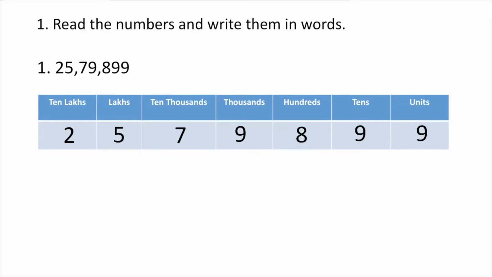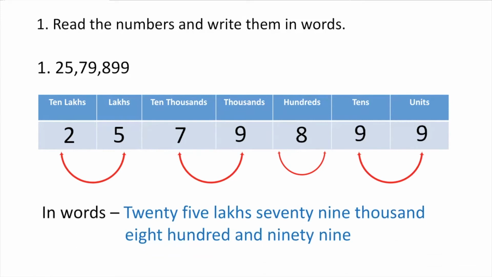So, before writing this number in words, we have to break this number into 4 different parts. So, let's take units and tens place together, hundreds place, we take thousands and 10,000s place together, and lakhs and 10 lakhs place together. So, we have 25 lakhs, 79,899. So this method will be easy for you to write the numbers in words. Assuming that you know the number names, we'll continue with the second sum.